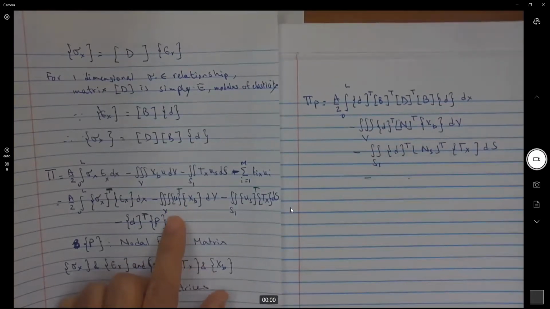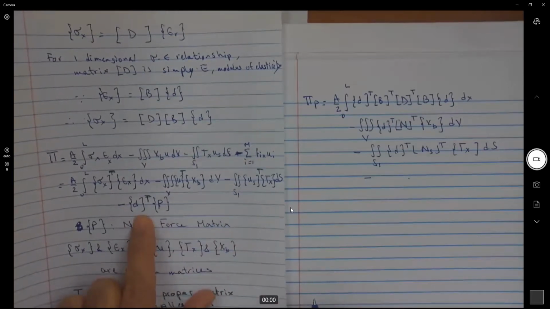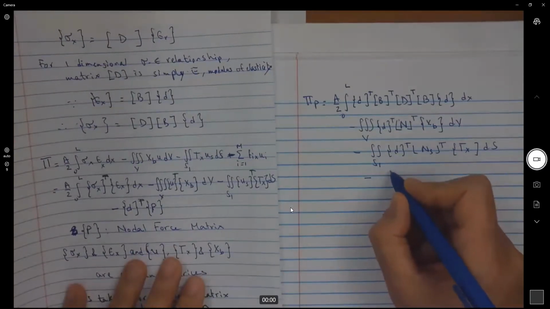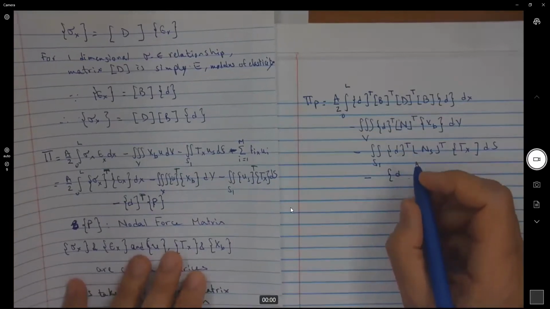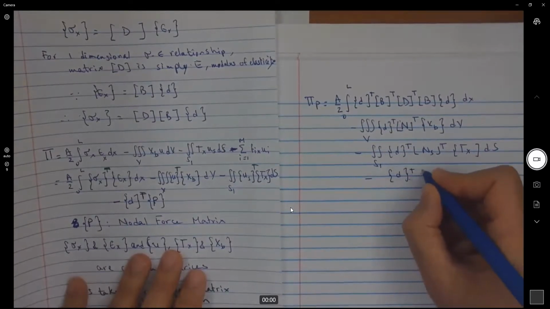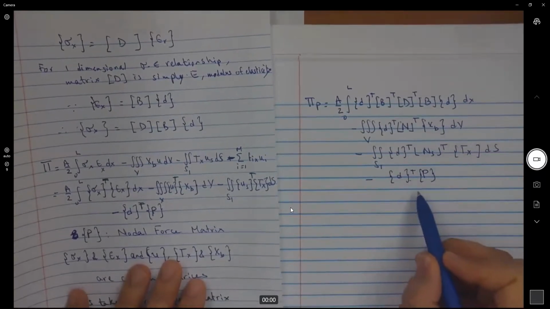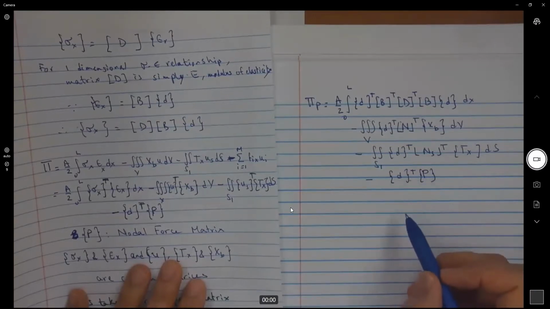Minus the last one we have here is D transpose times B. So I'm gonna have D transpose times P. I hope it's clear here when I put like two column matrices multiplied by each other. We cannot do that. One has to be the transpose.